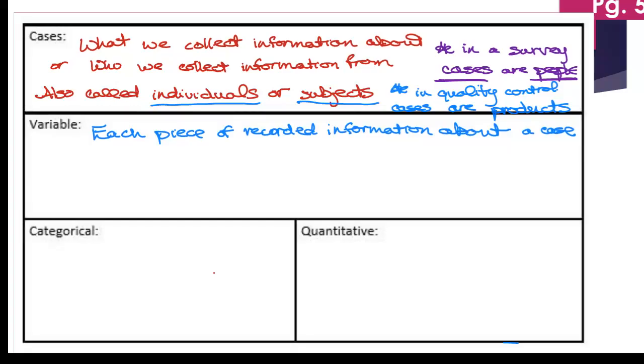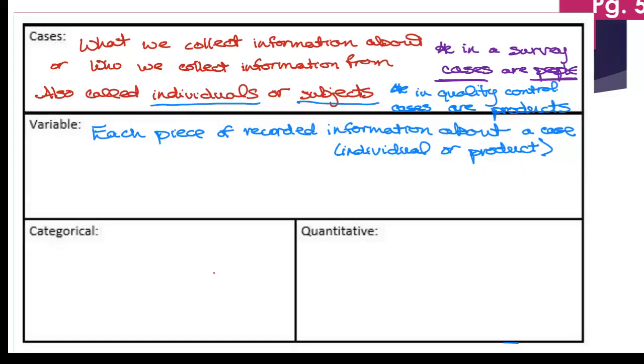So that means you could be talking about the individual, if you're talking about a survey, or you could be talking about the product. So the variables, what are the different things? Are we talking about hair color? Are we talking about height? Are we talking about the length of your index finger? Those are all different variables.